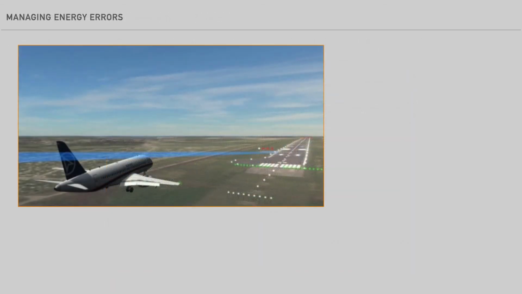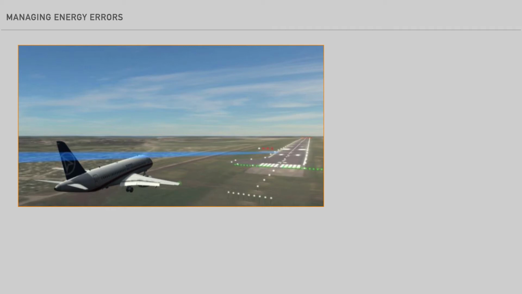Let's begin with how to correct energy management errors. In the event of an unwanted deviation in vertical flight path and airspeed, the goal is to return the airplane to its target energy state. Although the pilot's intention is to correct altitude and airspeed deviations, they should think about the situation as managing problems of energy. In other words, establishing the appropriate kinetic and potential energy states.